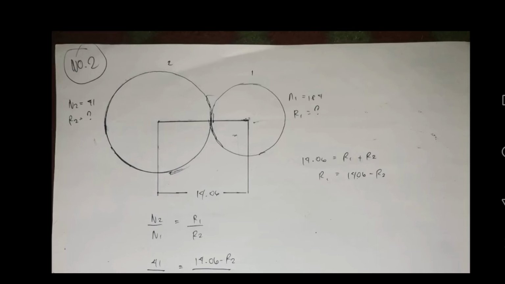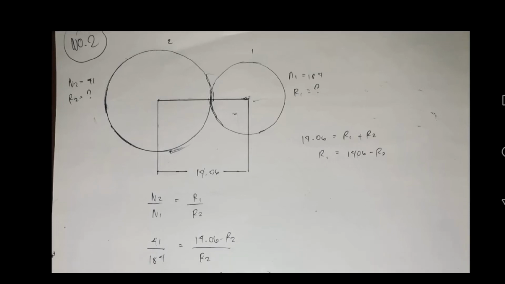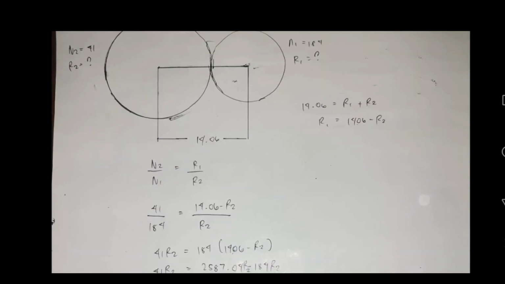So, I set N2 equal to 41 RPM, R2 is what we will find, then N1 is equal to 184 and R1 is missing. So, the formula is C equals R1 plus R2. Since we are already given the value of C, we input it: R1 plus R2 equals 14.06.